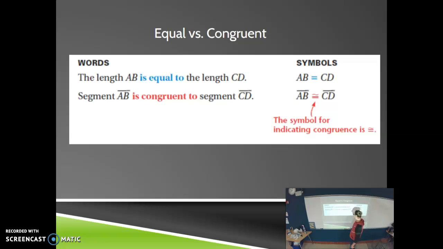A little embarrassing, actually. Anyway, we've got some different symbols here.